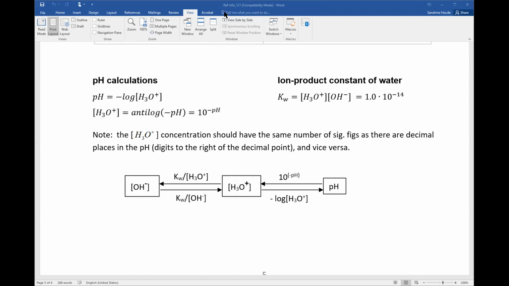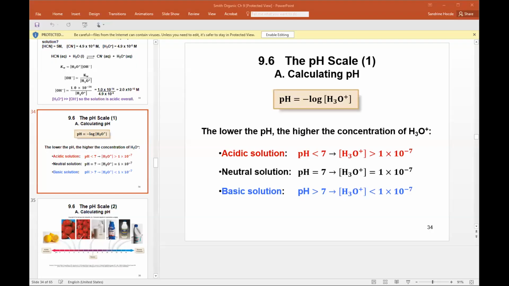So that's for pH calculations. You can look at that in your reference packet. Otherwise, you want to be able to identify or classify a solution as acidic, basic, or neutral. For this, you need to be able to do it using the pH or using the concentration of the hydronium ion or the OH minus ion. So for the pH, pH 7 is neutral, and it has to be exactly 7. pH below 7 is acidic, and pH above 7 is basic.